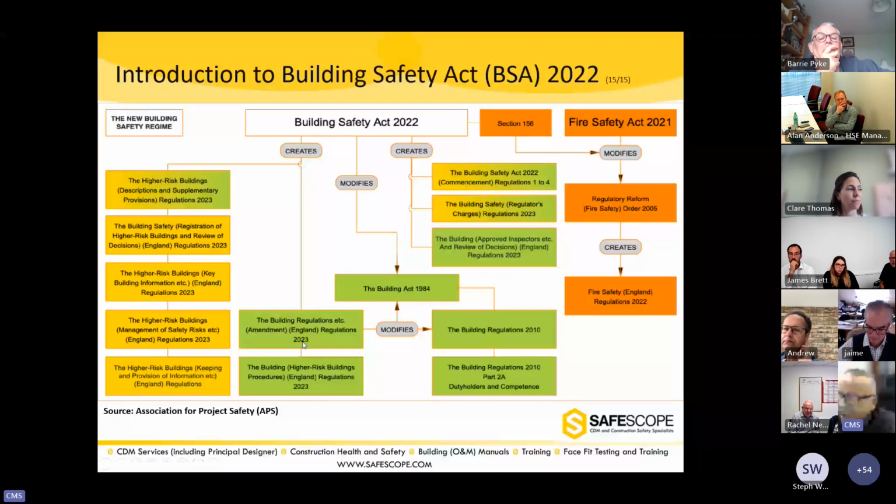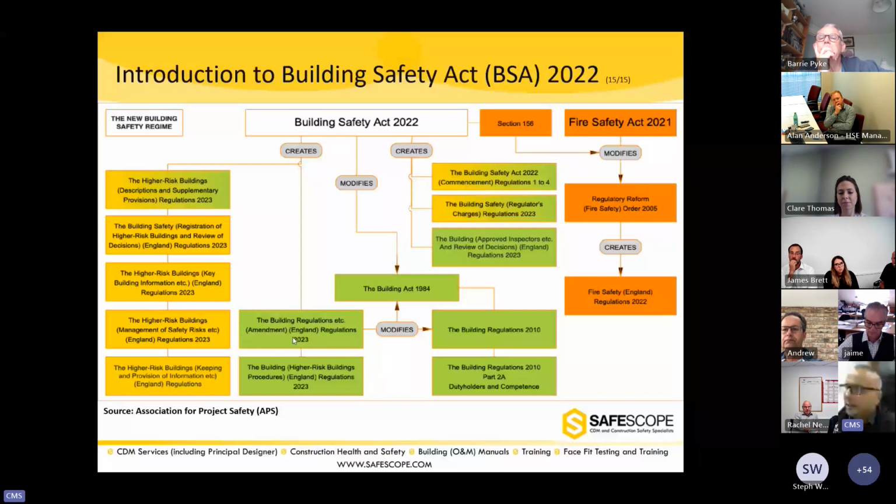Because what it does, as you can see in the middle, is modify the Building Act, which itself then has an impact on the Building Regulations 2010. As a result of the Building Regulations etc. (Amendment) Regulations 2023, that has an impact on the building regulations as well. And the Higher Risk Building Procedure has an impact on the building regulations. As the changes to building regulations have come in, that has created new duty holders and their competence requirements.